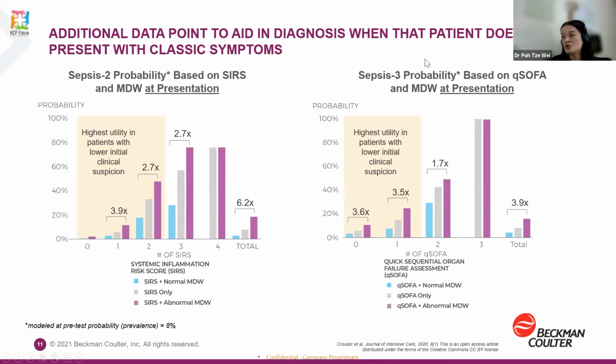And we see a similar trend for hospitals who are using the SOFA scoring system. Looking at the qSOFA scoring system, you can see that for patients coming in with either 0 or 1 qSOFA, if the MDW is normal, as compared to when the MDW is abnormal, the purple bars here, again, the probability of sepsis does increase by more than 3 times. So again, we see that the highest utility of MDW is in such patients where they have a very low initial clinical suspicion.